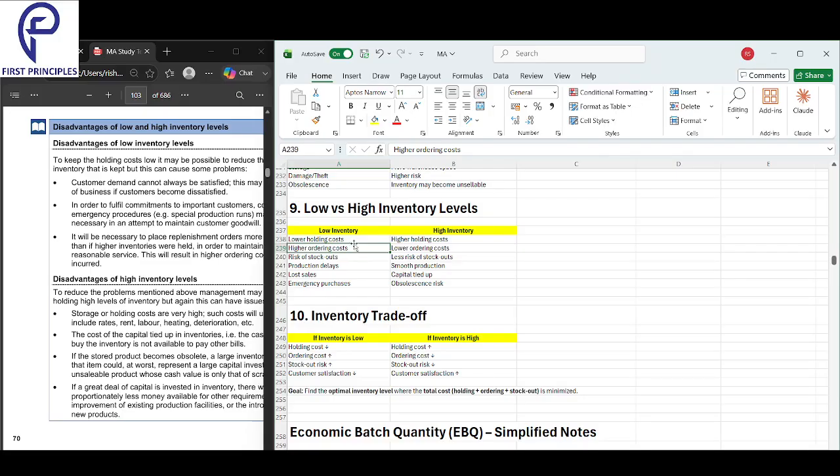If you hold too much inventory, what is the cost? If you hold too little inventory, what is the cost? The first we look into: if you have too little inventory, what is the problem?